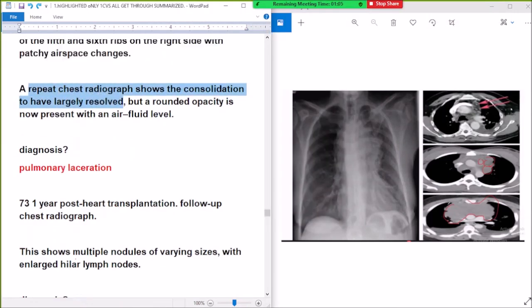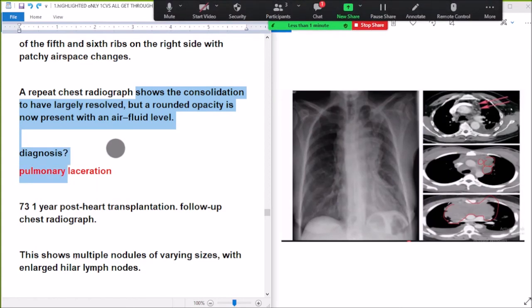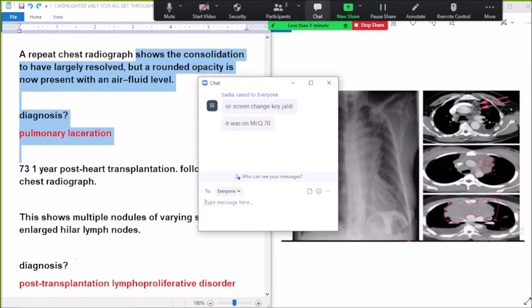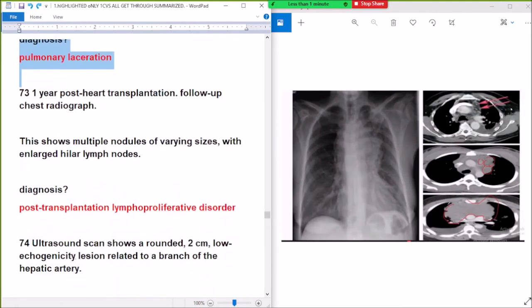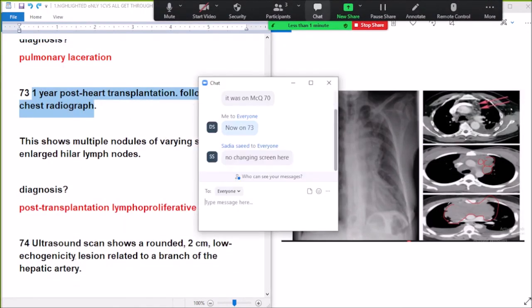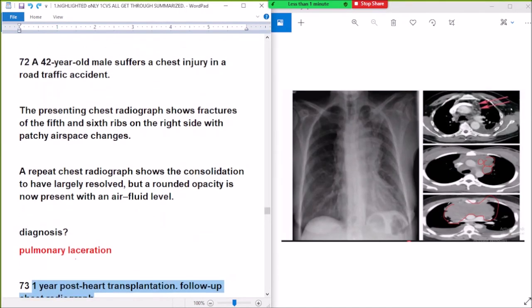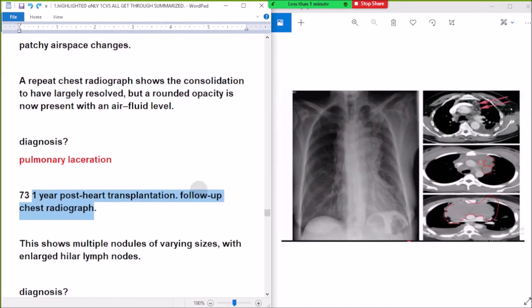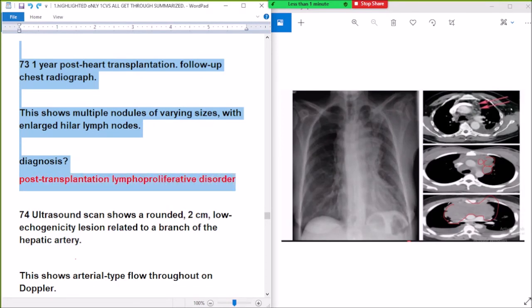Okay, so considering largely resolved, but round opacity is now present with air fluid level, diagnosed pulmonary laceration. Okay, question number 73. One year post heart transplantation, follow up chest radiograph shows multiple nodules of varying size with enlarged hilar lymph nodes. Diagnosed post transplantation lymphoproliferative disorder.